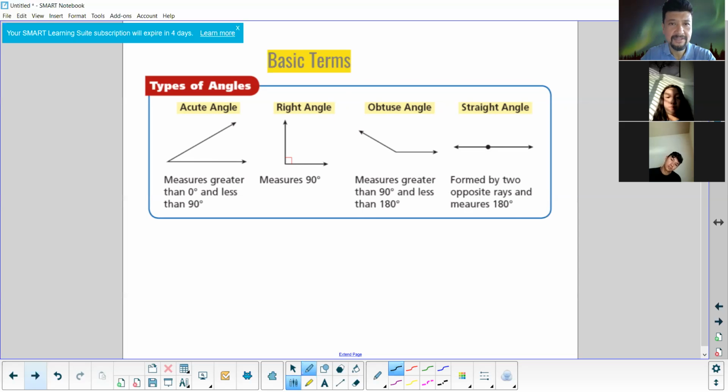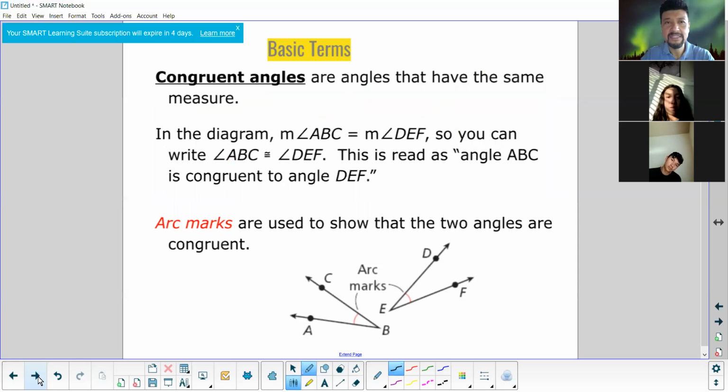Yes. Okay, good. Now let's do this one. Marcus, read this. Congruent angles are angles that have the same measure. In the diagram, measure of angle ABC equals measure of angle DEF, so you could write measure of angle ABC is congruent to angle DEF. This is read as angle ABC is congruent to angle DEF. Arc marks are used to show that the two angles are congruent.